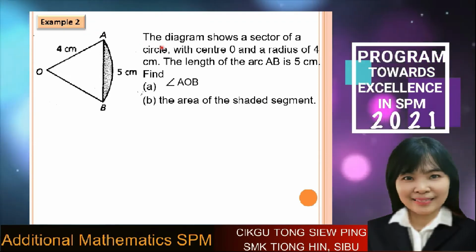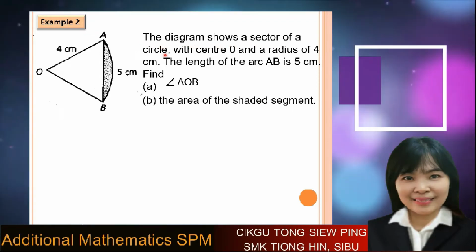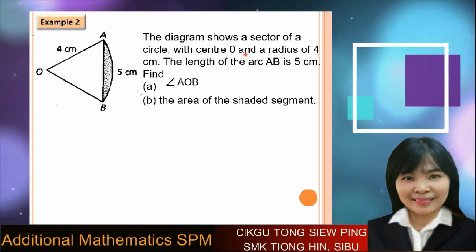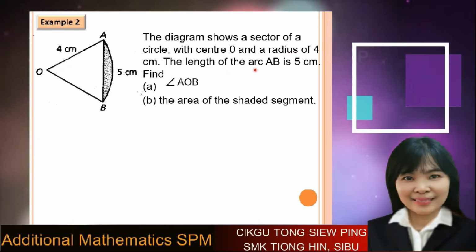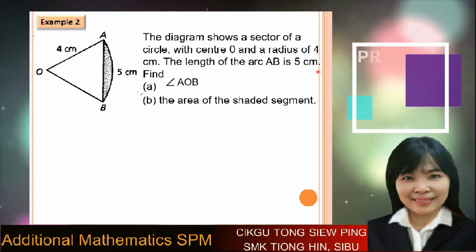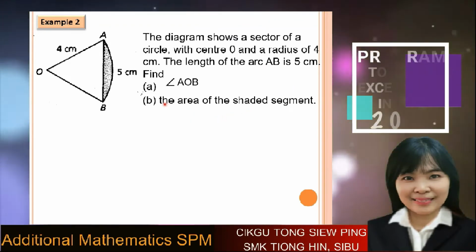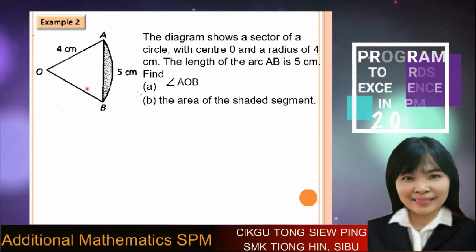Example 2. The diagram shows a sector of a circle with center O and a radius of 4 cm. The length of the arc AB is 5 cm. Find A, the angle AOB.